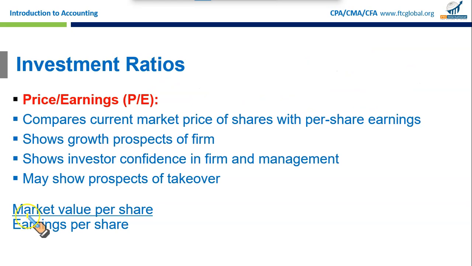So this is how you calculate market price per share over earning per share. It compares the current market price of shares with per share earnings and growth prospects. It shows the investor's confidence in the firm, and it also shows prospects of a takeover. A company that has a higher PE is seen as having growth potential, and many investors are willing to take over such a business.